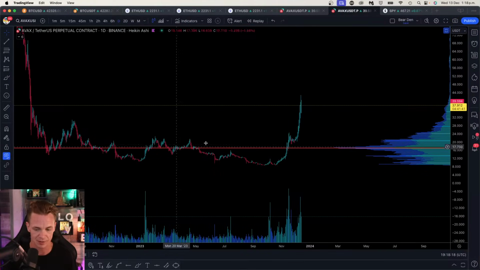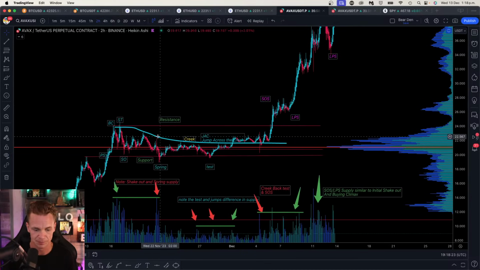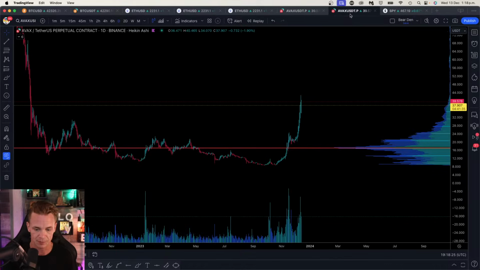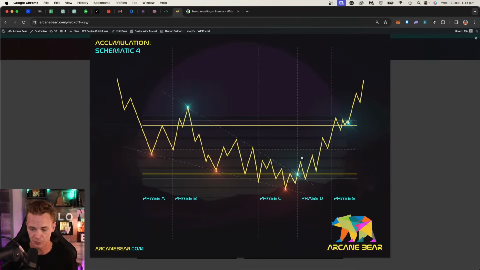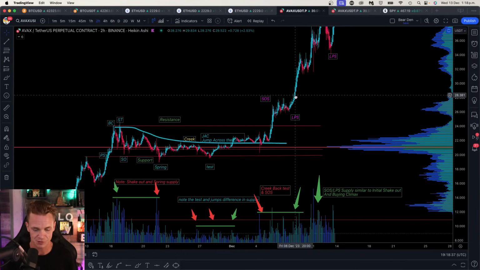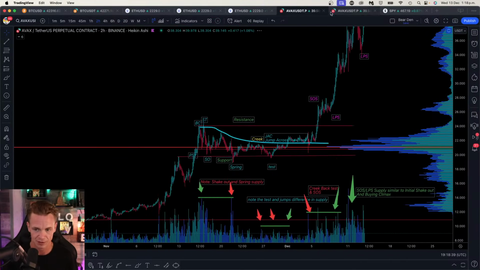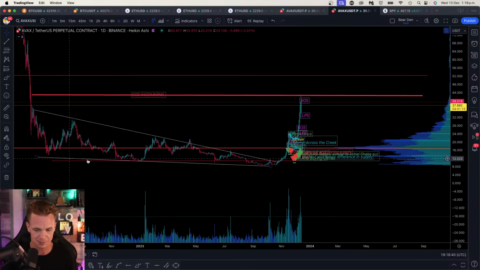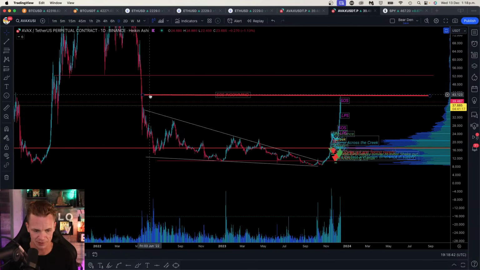So let's hide some of this. So this little structure that we're zooming in on here, this beautiful reaccumulation channel, ended up being the LPS. We've now entered the first sign of strength. And look how beautiful this is. The only difference here is that we moved significantly outside of the box to complete this. So just for fun, we'll put our drawings back. I'm sorry, I got to keep both drawn in there at the same time.